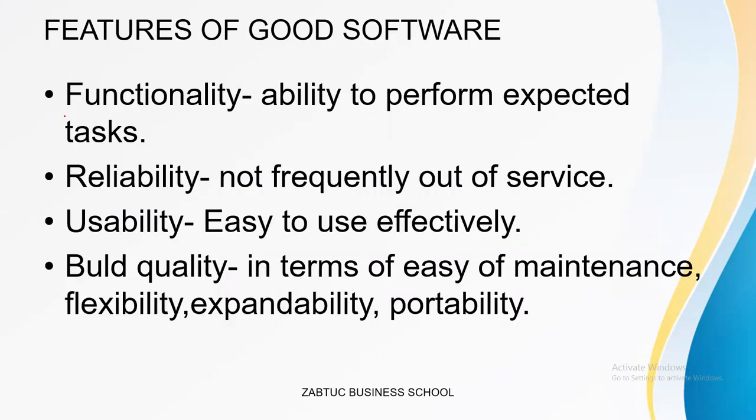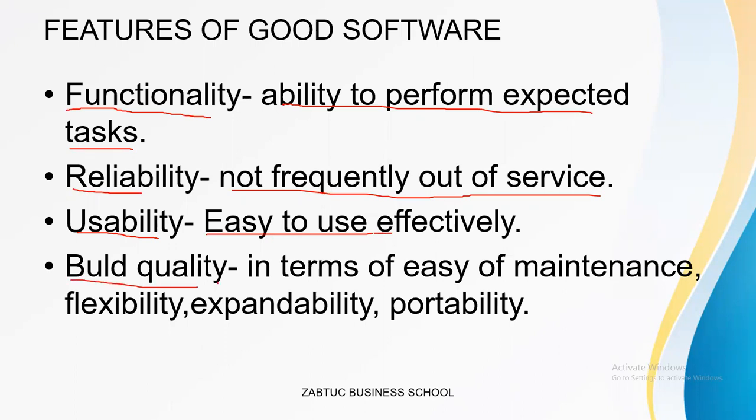Features of software. The good features of software that we all need include functionality: it must be able to perform the expected task. Reliability: it should not be frequently out of service. Usability: easy to use effectively. Build quality in terms of ease of maintenance, flexibility, expandability, and portability as well.